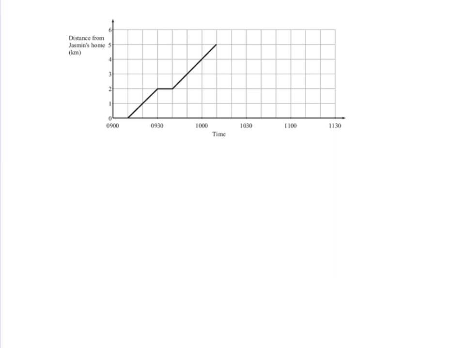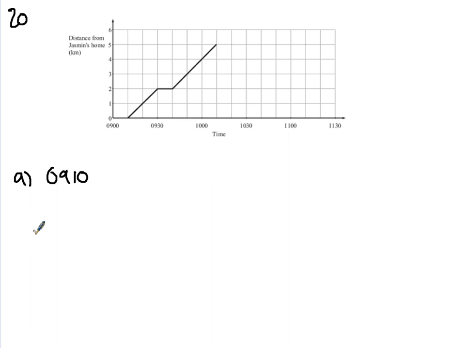Question 20. Jasmine travelled from her home to the park. Here's a travel graph of Jasmine's journey. At what time did she leave home? Well, it's going up in 10 minutes. So what we're looking at here is 10 minutes past 9, so 09:10.